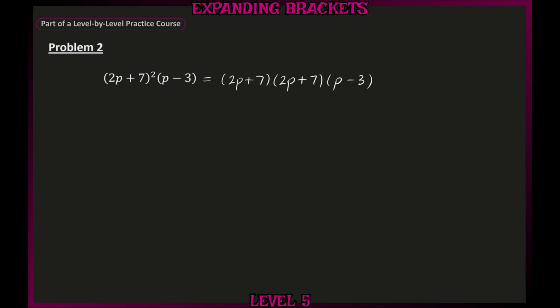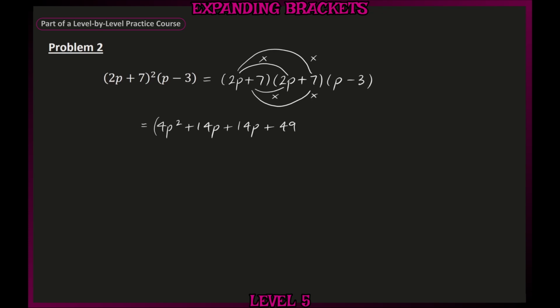Now we have the product of three brackets here, and a nice way to do this is to start by multiplying together the first two brackets, simplifying, and then multiplying that by the third bracket, and that's what we're going to do here. So starting with the first two brackets, we have 2p multiplied by 2p, which is 4p squared, 2p multiplied by 7, which is plus 14p, 7 multiplied by 2p, which is plus 14p, and 7 multiplied by 7, which is plus 49.